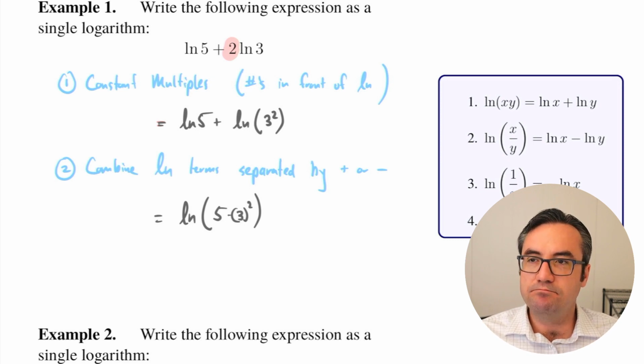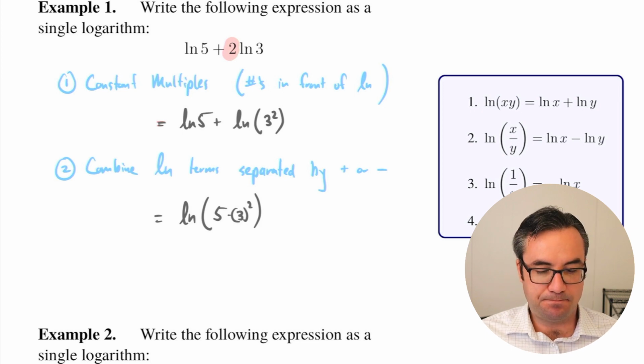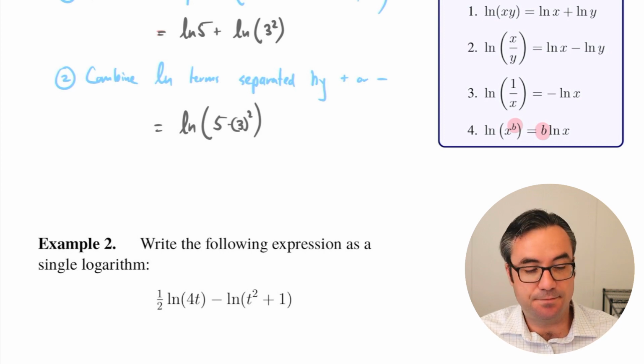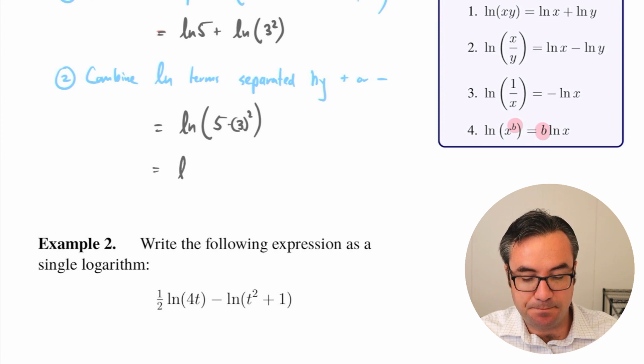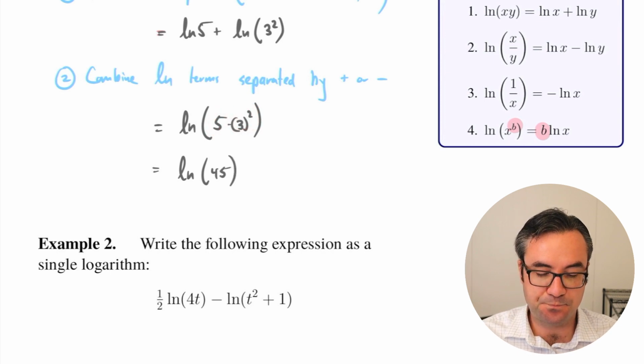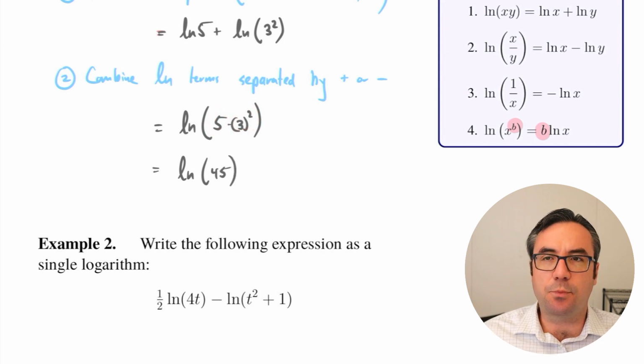And then if we keep going, well, we could multiply the numbers, and that would do it. Natural log of what? 5 times 9, 45. All right, so just a little practice there.